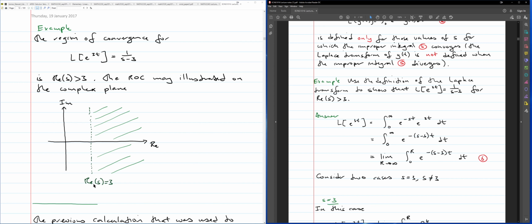So your line real part of s equal to 3 is this vertical line, and real part of s being bigger than 3 is this shaded area over here. Notice the region of convergence is real part of s strictly bigger than 3, so in fact you don't include this vertical line. This is why you use dashes. So this is a sketch of your region of convergence for Laplace of e to the 3t.